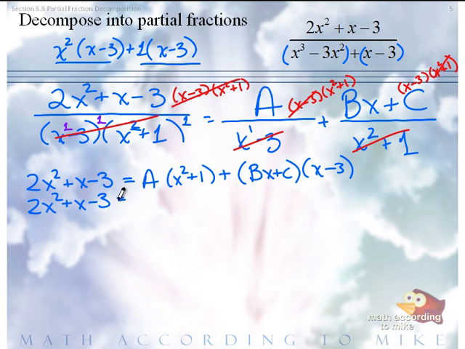Left-hand side will stay like it is. Distributing that a through, what do we get? Ax squared plus a. Plus, and now notice we have a binomial times a binomial, so we'll have to FOIL. What does first give us? Bx squared. Outer? Minus 3bx. Inner? Plus cx. And last? Minus 3c.